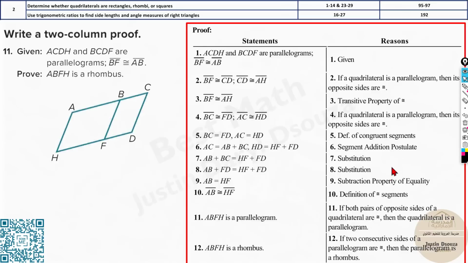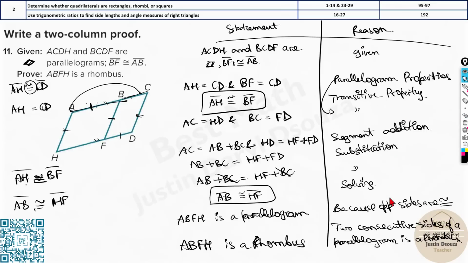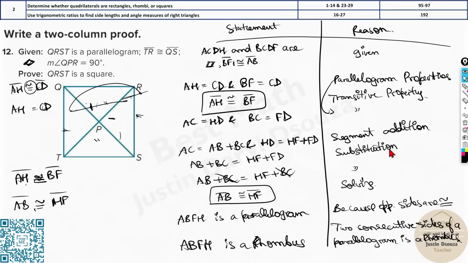I mean, you don't need this in detail. As long as you write a few words, whatever I've written is more than enough. You can just look at this. You can pause the video now and write it out if you want. Let's go to the next problem.